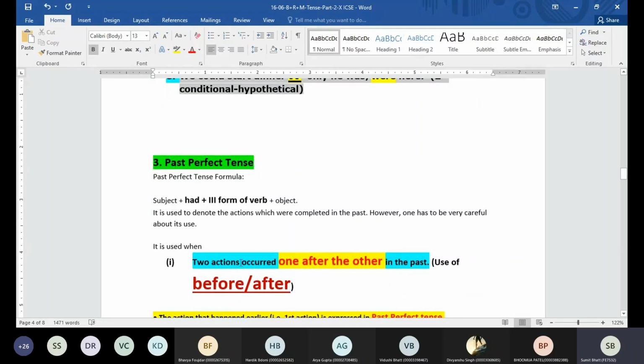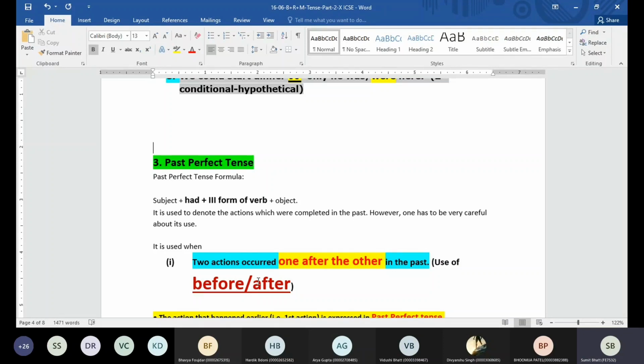Now, if you have two actions and they were done one after another, or you can see words like before and after in your exam, you are going to get a sentence in which they use the word before or after. That means we are referring to two actions: one was done before and the second was done afterward.